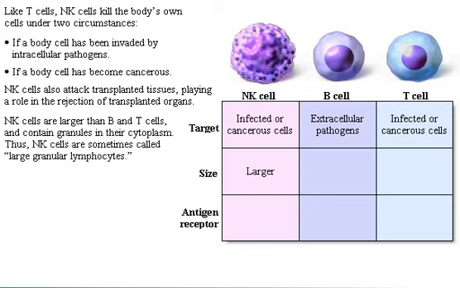NK cells are larger than B and T cells and contain granules in their cytoplasm. Thus, NK cells are sometimes called large granular lymphocytes. Click the B cell.